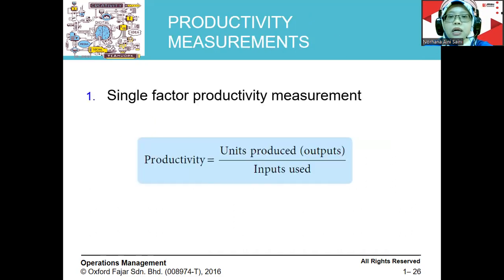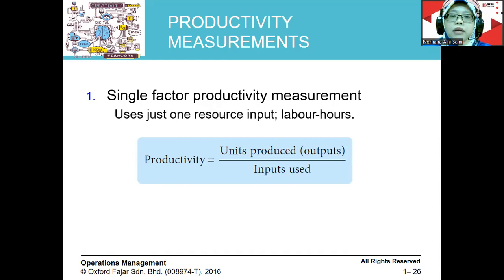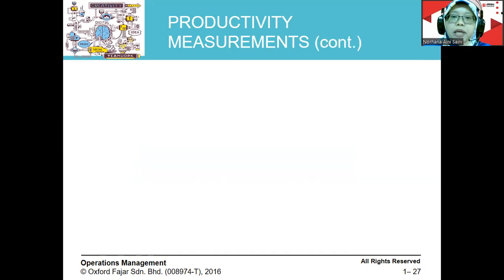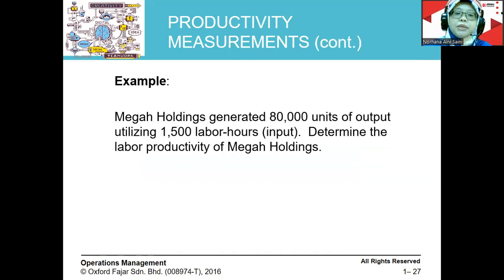All right, so this is the measurement, how you want to measure productivity. We have two types. First is single factor productivity measurement, which is the formula just now. Meaning that productivity is the units produced, which is the output, divided by the input. For single factor productivity, we just use one resource input, for example, labor hours. So this is the example.